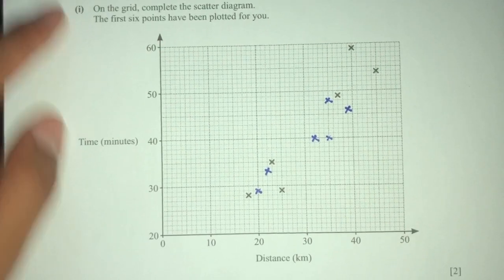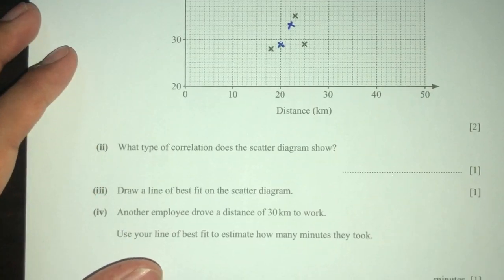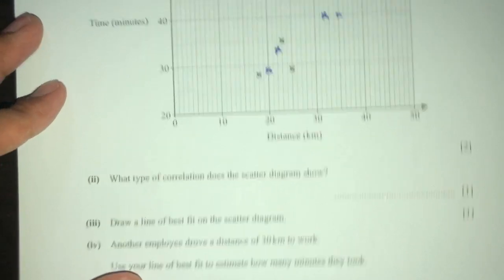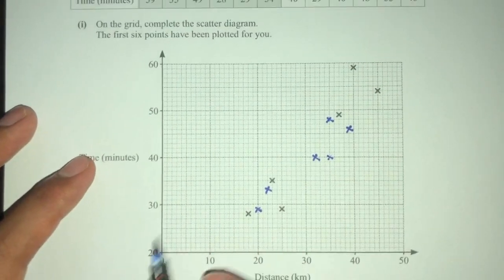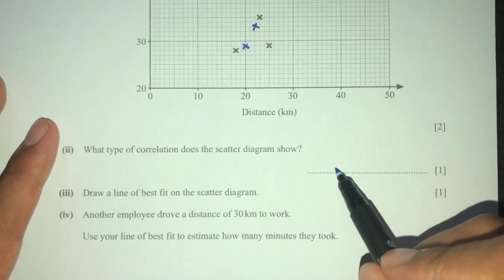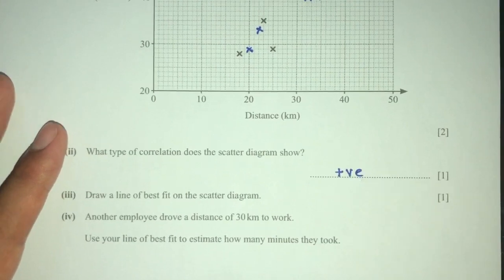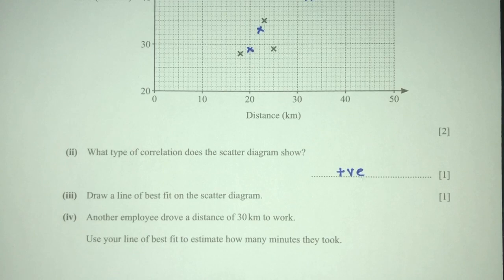Now what's next? This is part 1, part 2. What type of correlation do we have here? So as you can see, as the distance increases, the time taken also increases. So you will have a positive correlation. So you can write positive correlation.